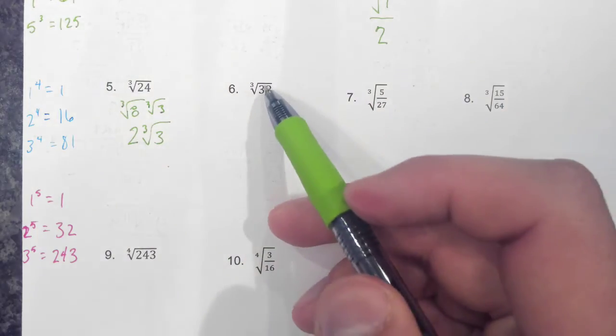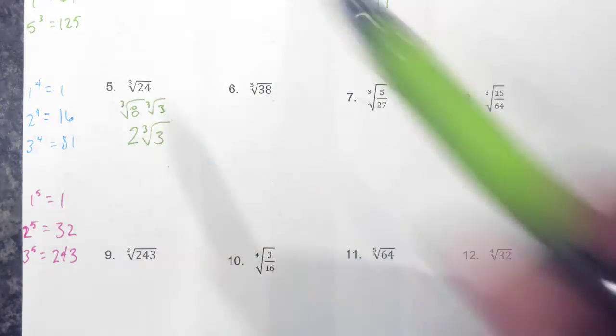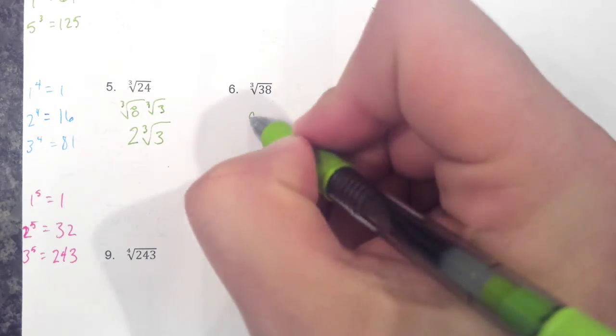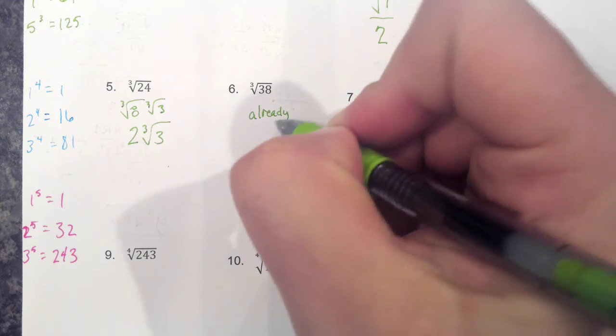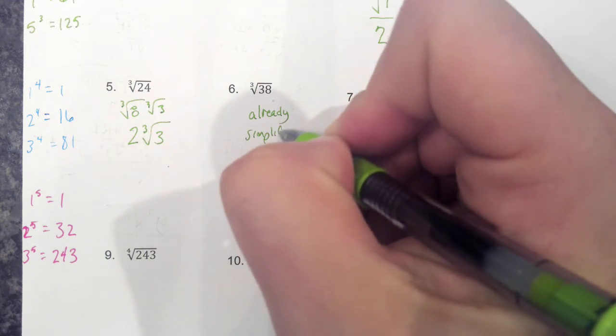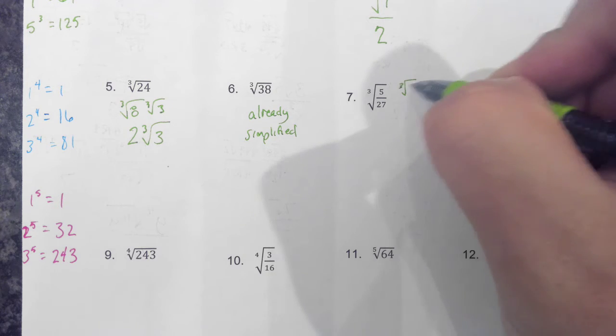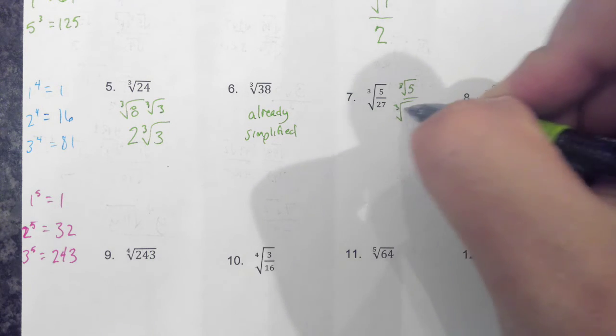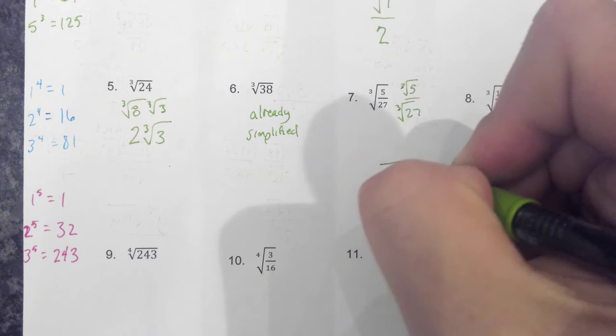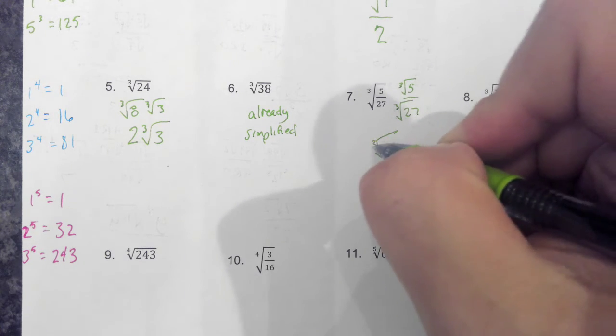Number 6, 38 is not divisible by 8 or 27. This one, again, is already simplified. Number 7, cube root of 5 on top doesn't simplify. Cube root of 27 is 3. So you have cube root of 5 over 3.